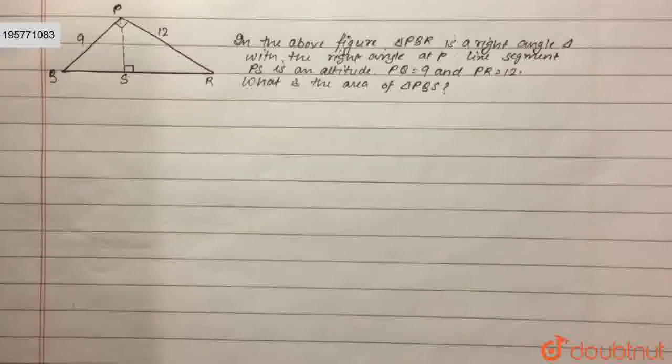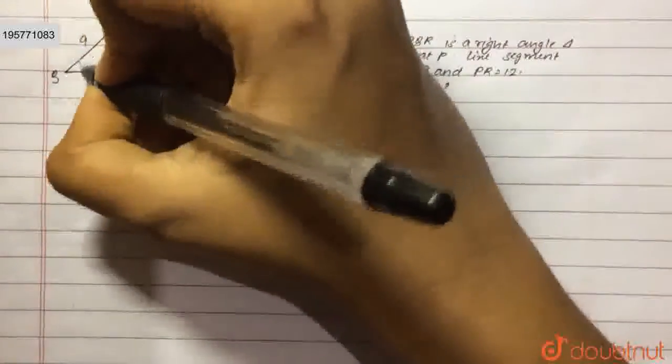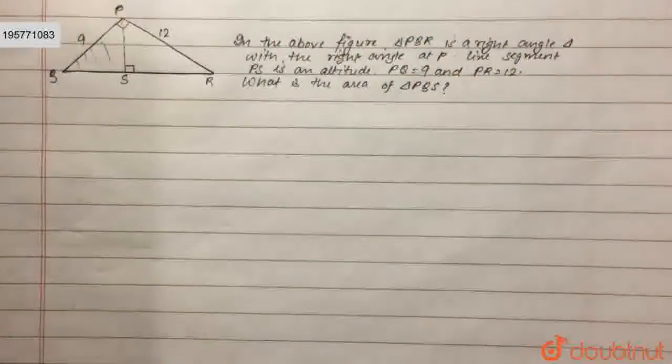So now, as said in the above figure, triangle PQR is a right angle triangle with the right angle at P. Line segment PS is an altitude, PQ is 9 and PR equals 12. What is the area of triangle PQS? Right? So we are going to find the area of the triangle PQS that is given here. This is the area of the triangle that we need to find.